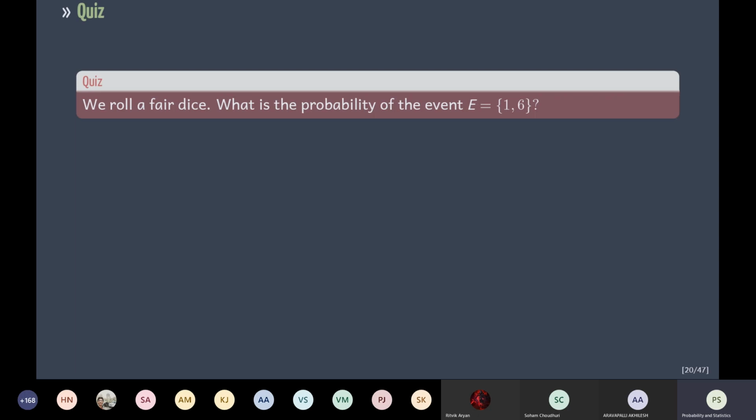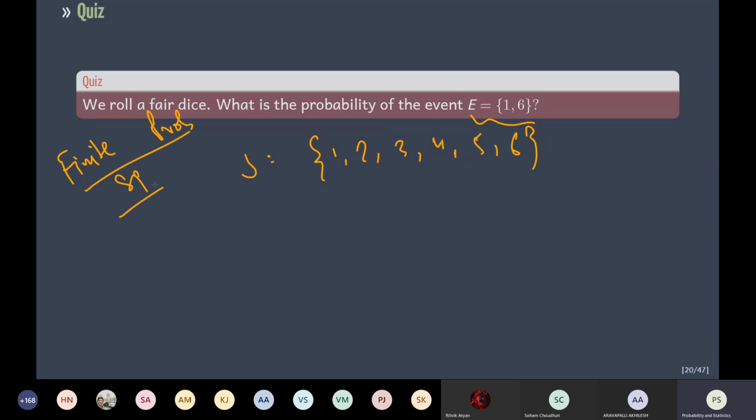Let us see another example. We roll a fair dice. What is the probability of an event like this? This is again easy. This is the sample space. This is a finite probability space. We are dealing with finite, otherwise the things won't work the way they are, because only in finite are you talking about fractions and so on. If it is infinite, then the sample space cardinality is infinity, and it doesn't make sense to divide by infinity. So let us stick to finite.